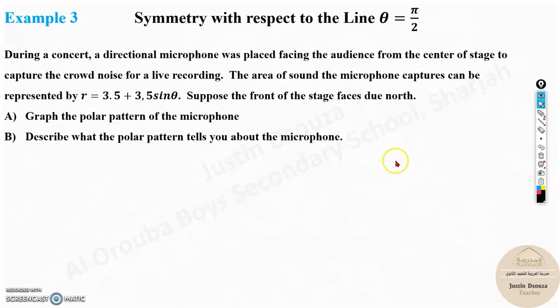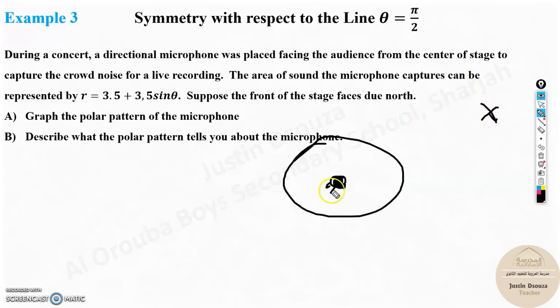Now, what it says is we need to graph this equation basically. There is a concert going on and a microphone is placed somewhere over here. The microphone has a certain capacity for recording sound. If you keep a microphone over here, not all sound will be recorded. Say this is its capacity. All the sound over here will be recorded by it, not something so far away. So when we graph this equation, we will come to know the capacity of the microphone.